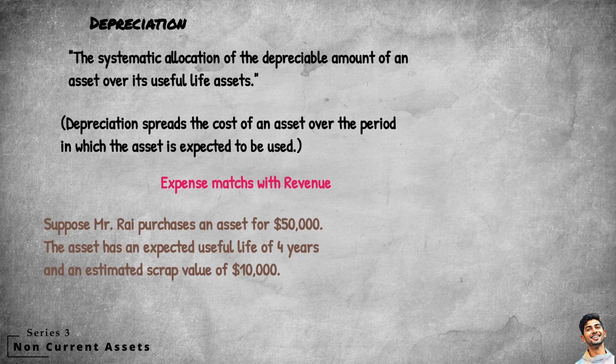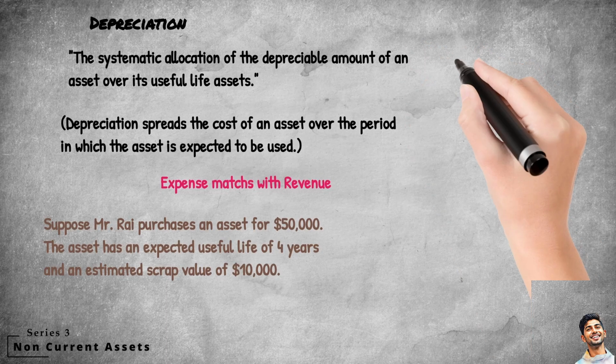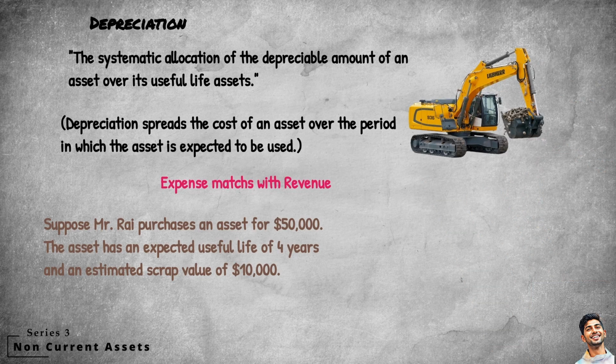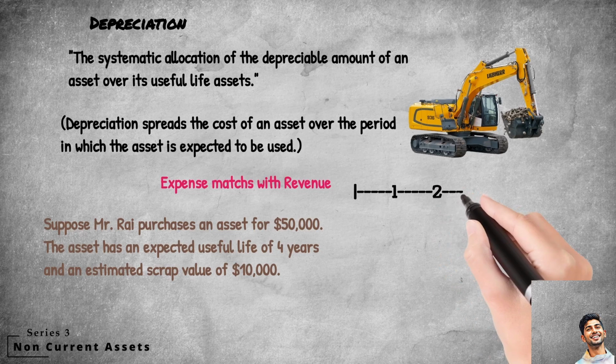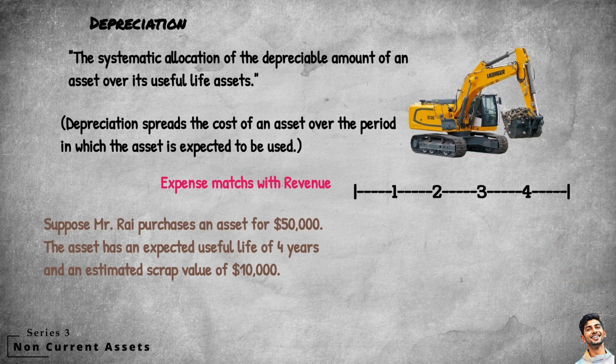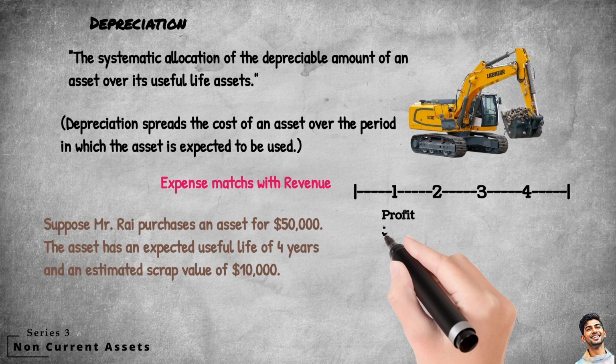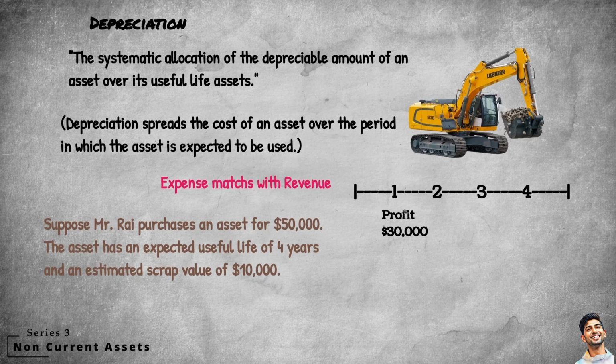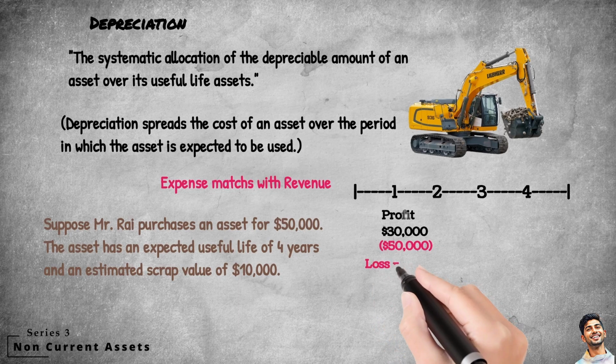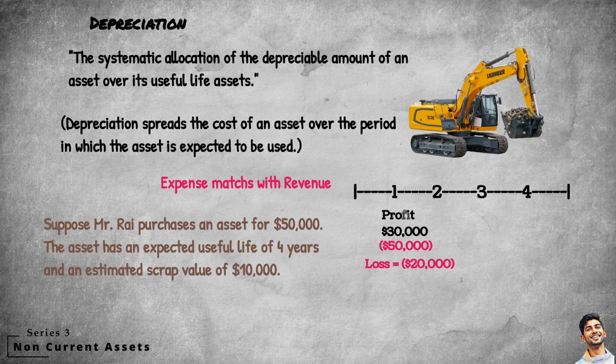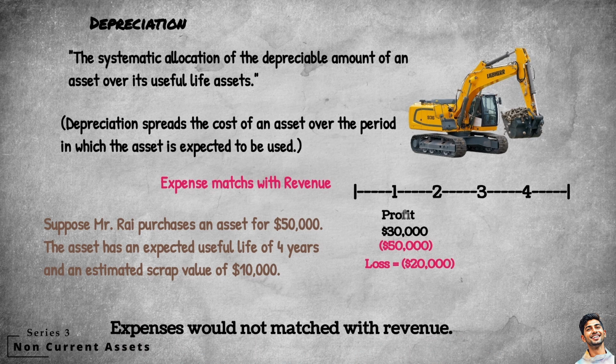So if the entire cost were charged as an expense immediately, two problems would arise. First, profit could turn into a large loss. Second, it could violate the matching concept because the expense would not match the revenue earned over the future years. That's why the cost is allocated systematically over the asset's useful life.